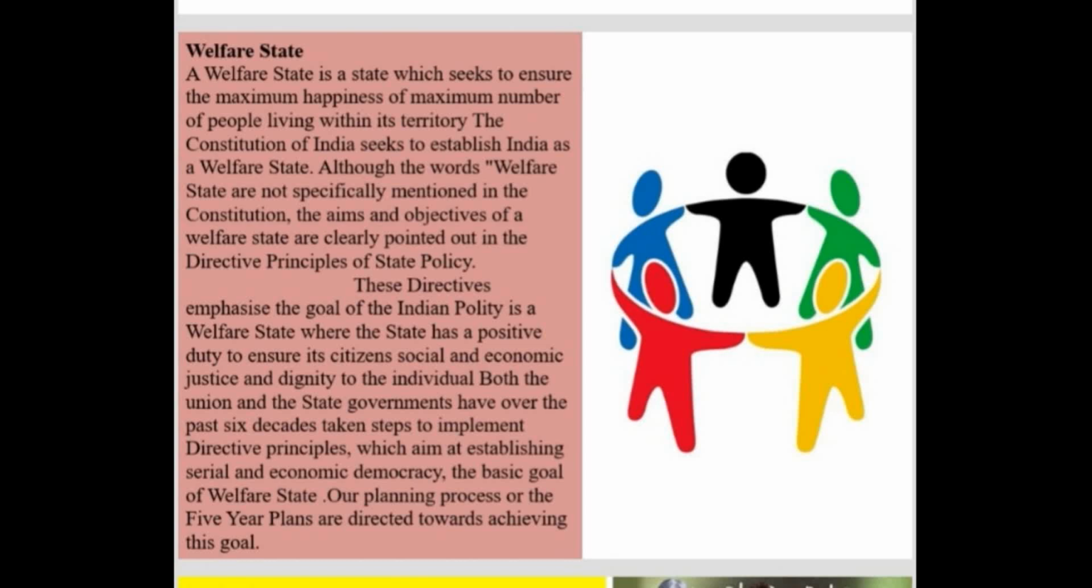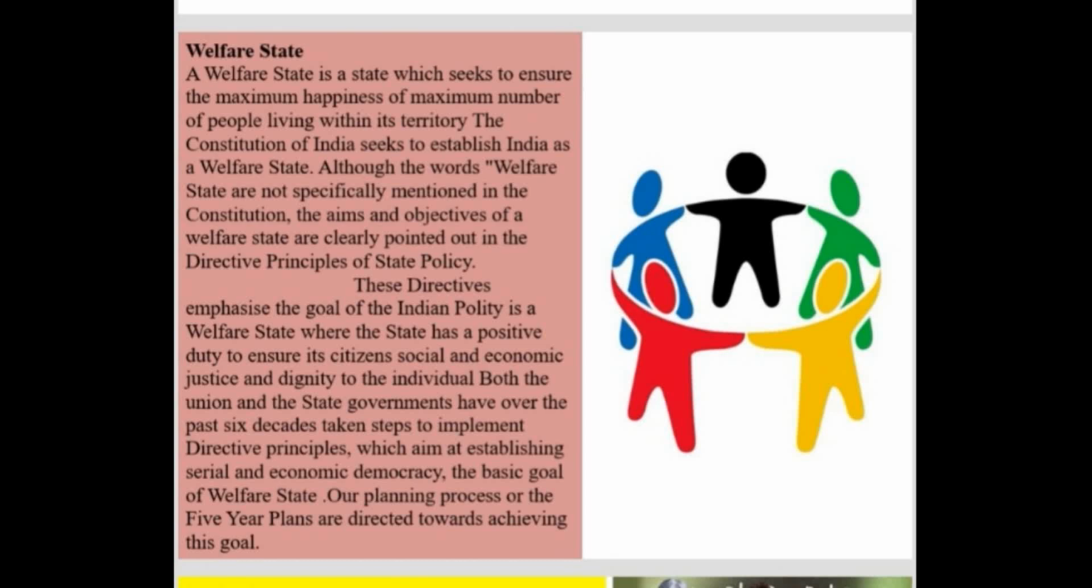In directing the country towards a welfare state, these directive principles emphasize, that means they give more importance to, the dignity of the citizens, as well as political and social justice for people. Politically, that means people should have active participation in all the political processes of the country. Having the right to vote is a very political thing, and also having certain rights for people. This all comes under the political justice of the people.